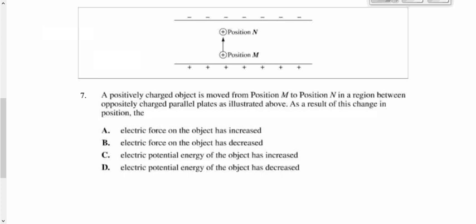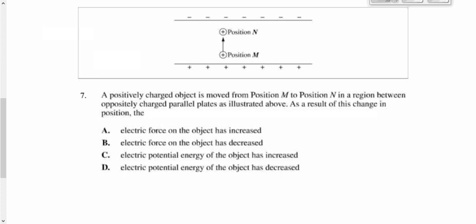A positively charged object is moved from position M to position N in a region between oppositely charged parallel plates as illustrated above. As a result of this change in position, what's going to happen? Well, as this positive particle gets repelled by the positive plate and attracted to the negative plate, it speeds up, right? It's going to speed up.